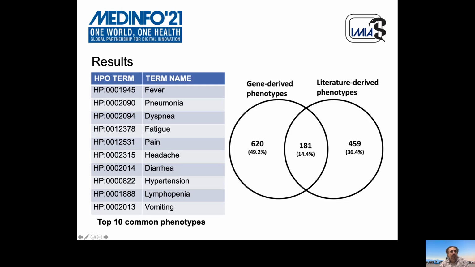In this slide, we can see more detail about the results. On the right, we have a Venn diagram where we can see the 181 overlapping phenotypes that were identified by both approaches. That represents approximately 14% of the overall number of phenotypes identified. And it's important to notice that the molecularly inferred phenotype dataset represents approximately 66%, two thirds, of the total number of phenotypes identified.